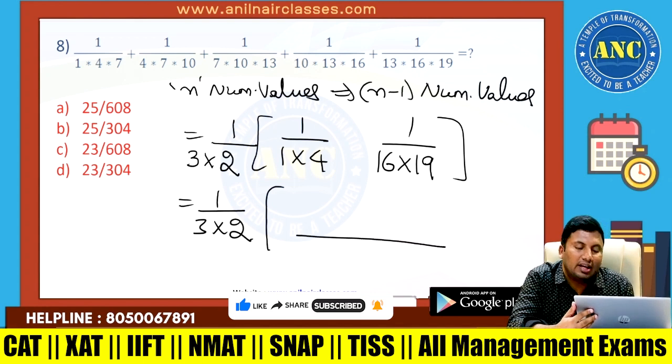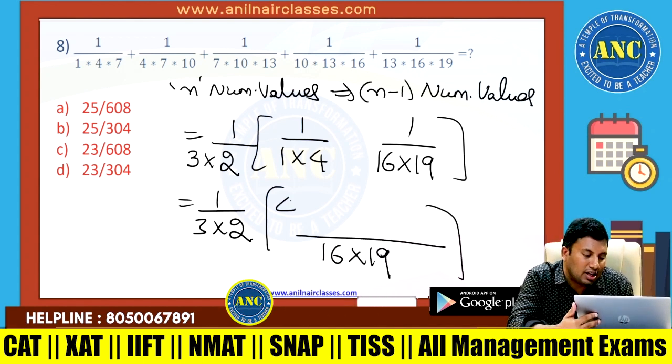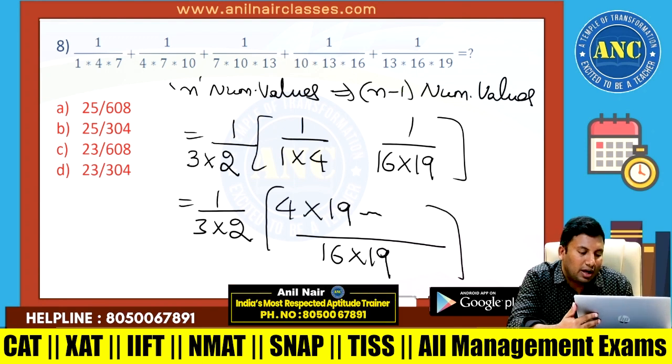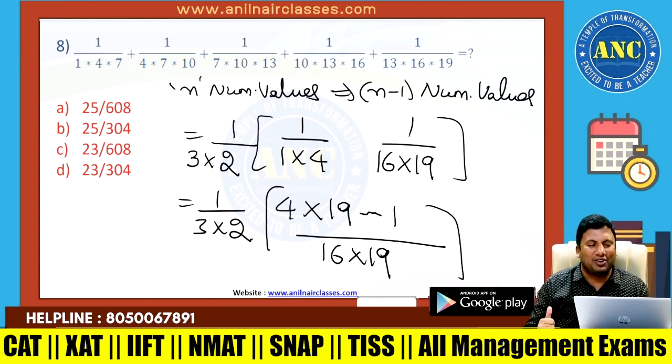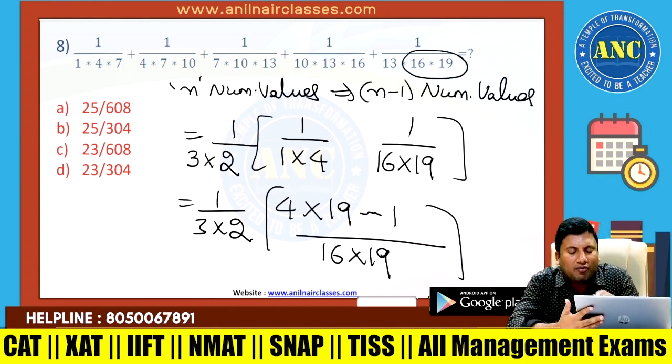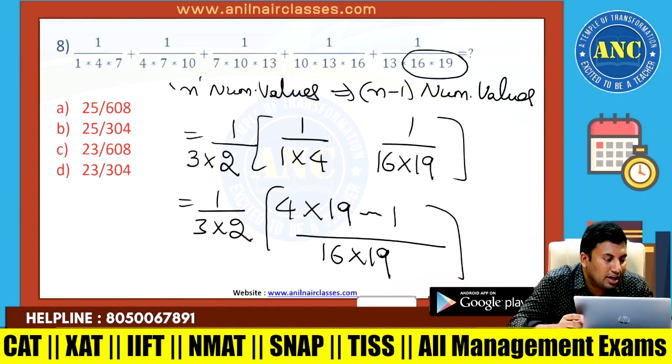Here you can take LCM. 1, 4, 16, 19. LCM is 16 into 19. This is nothing but 4 into 19 minus 1. You will do this calculation, but I am saying don't do this calculation. This is where your smartness should come into the picture. What are the last 2 numerical values? 16 and 19. The answer denominator should be a multiple of 19 or a factor of 16 into 19 or the original number. The denominator should be divisible by 19.